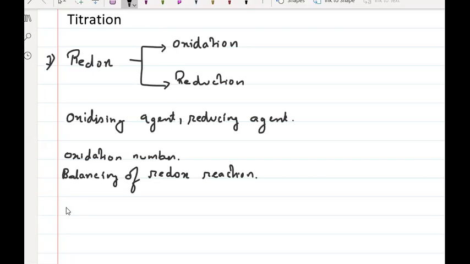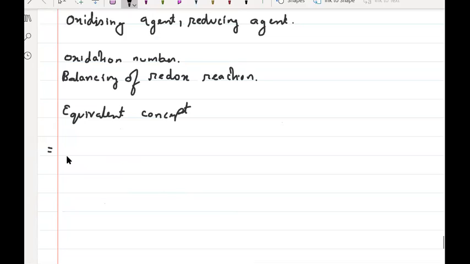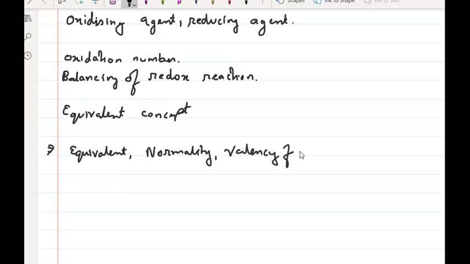After that, we studied the equivalent concept. In this we studied the concept of equivalent, or gram equivalent. Then we studied what is normality, what is valency factor, and after that we studied law of chemical equivalence. So these are the topics that we have covered till now.